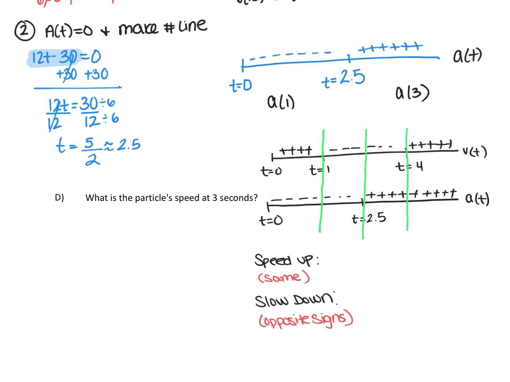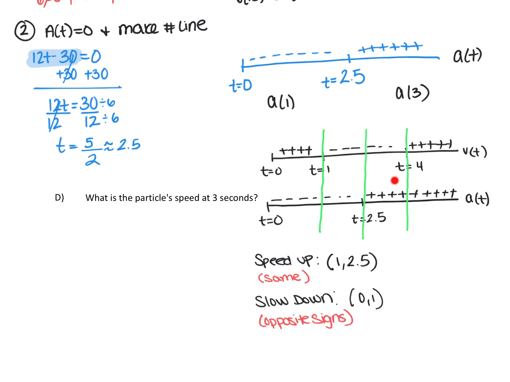So let's compare. Between time equals 0 and time equals 1, I have a positive and a negative. So different signs means I'm slowing down between 0 and 1. Now let's look at the second spot. I have from 1 to 2.5 where they have the same sign. They're both negative. So that is where I'm going to speed up. So from 1 to 2.5.